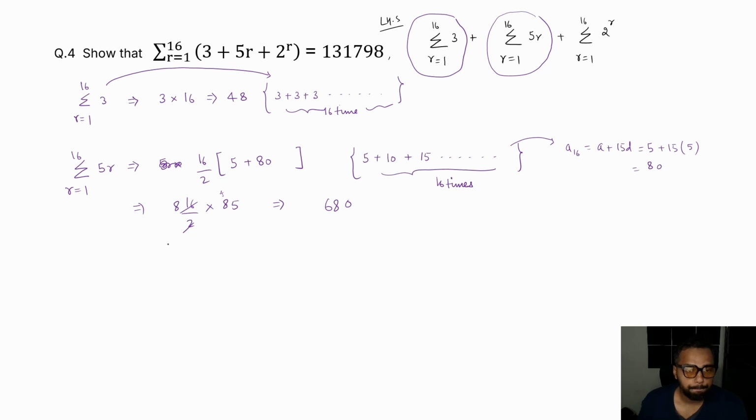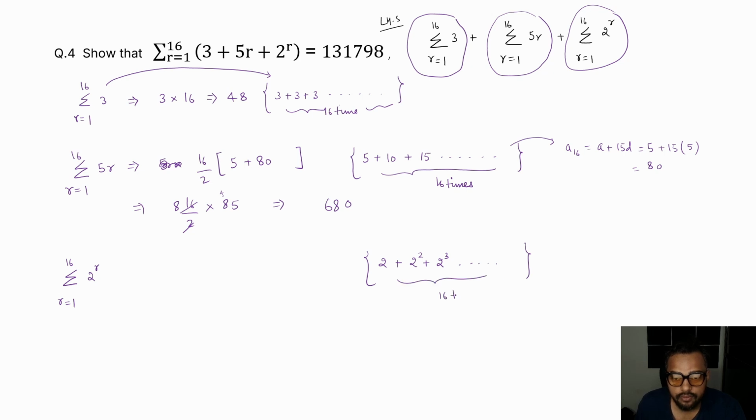Okay, now let's take the next part, student. This part is sigma of r equals 1 to 16, 2 raised to the power r. Again for explanation, I'll write it here. Plugging r equals 1, we get 2. Plugging r equals 2, we get 2 square, then 2 cube. This is how the series will go on, and it will repeat 16 times.